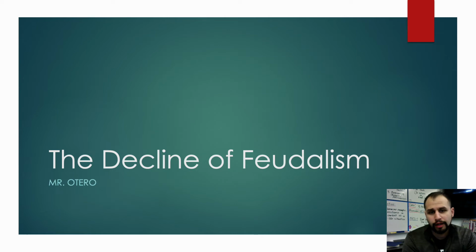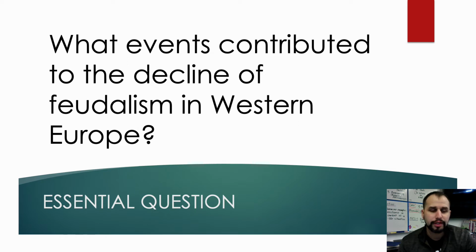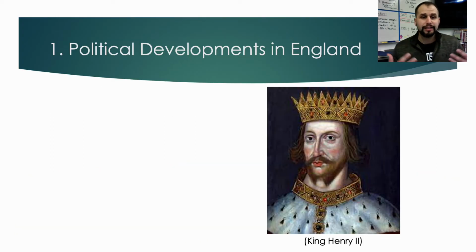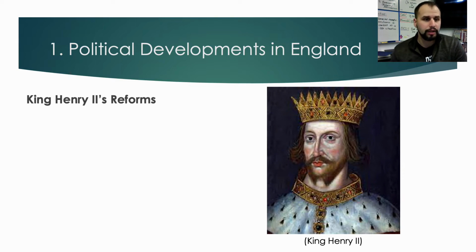Hello, today we are talking about the decline of feudalism in Western Europe. So our essential question is, what events contributed to the decline of feudalism in Western Europe? And our goal is we should be able to compare the three main events or three categories that led to the decline of feudalism. The first event is political change in England.